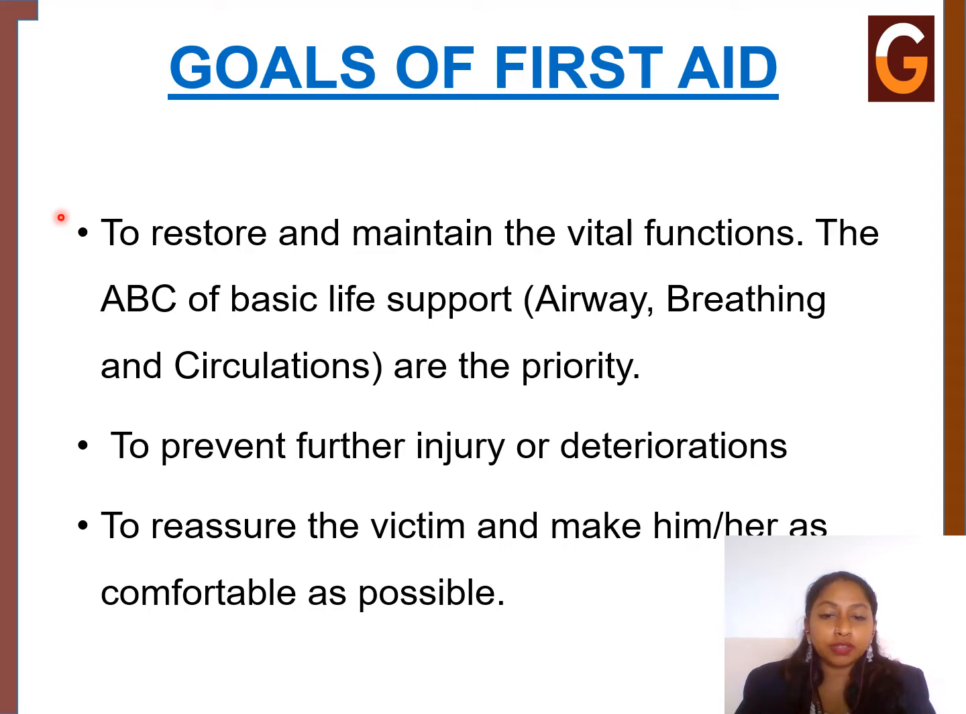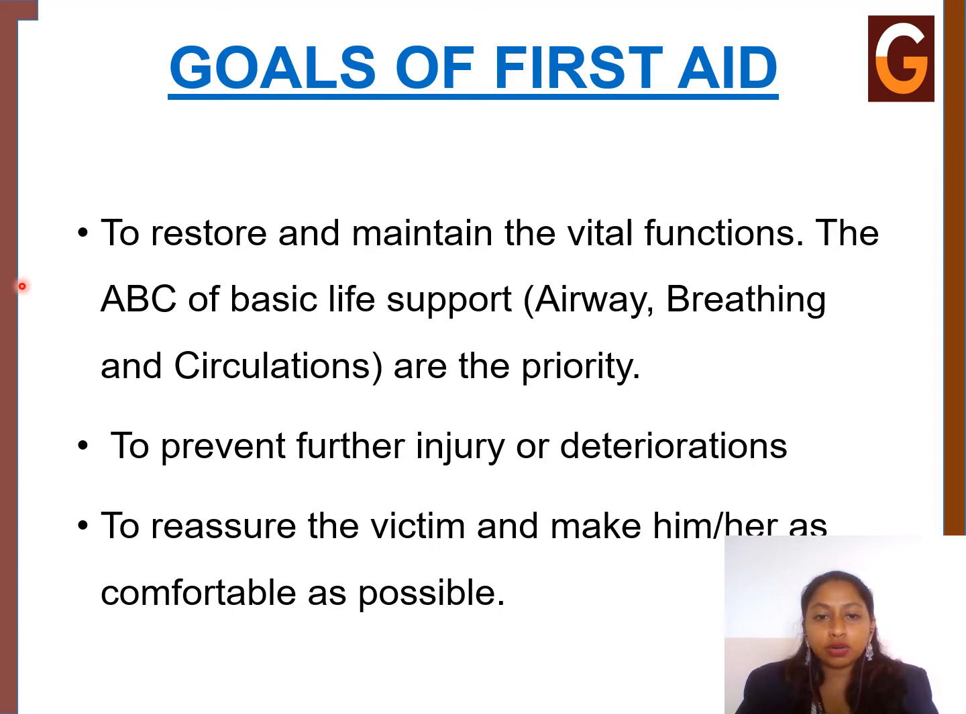For example, if it's a road accident, we try to see whether they are breathing properly, and whether their bodies are warm or cold. If it is cold, that means there is no circulation to that particular area. If it is warm, then the circulation is intact. Circulation is nothing but the blood flow. So the ABC is a very important factor.